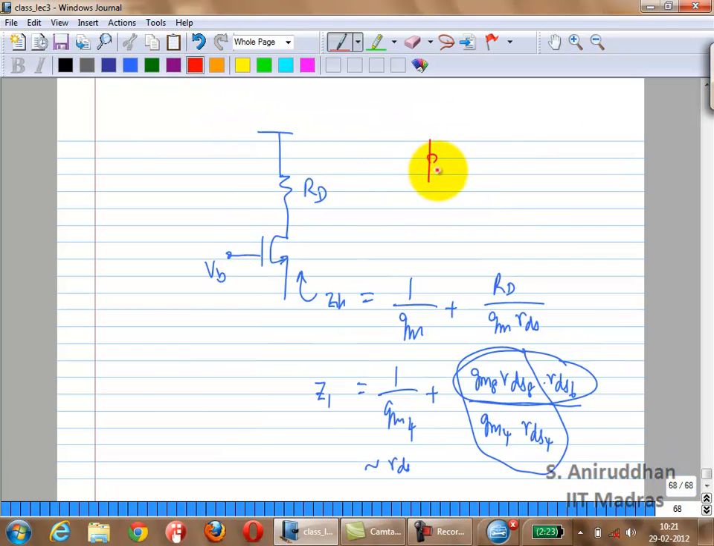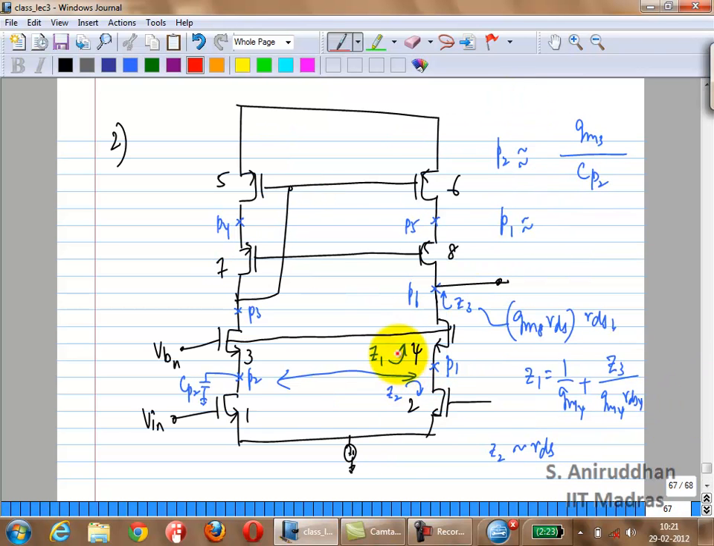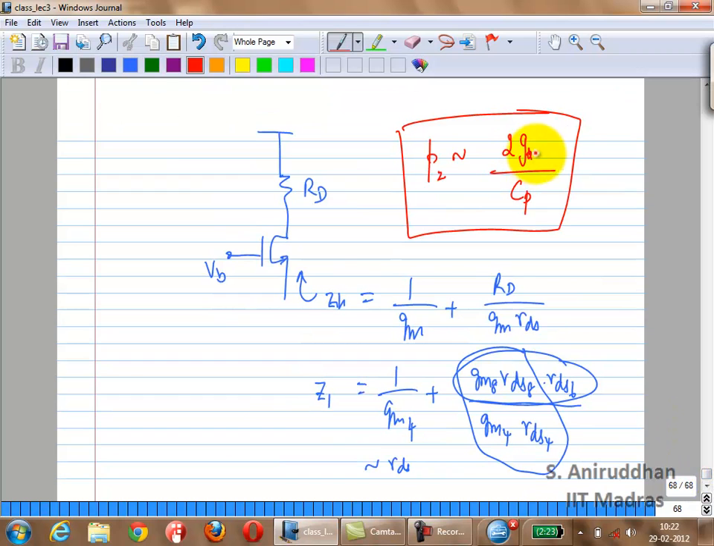So it's going to look something like this, because you have Z1 parallel Z2. Z2 is of the order of RDS. Z1 is also of the order of RDS. Therefore, the total impedance there is RDS over 2. The total conductance is of the order of 2 GDS. So the pole there is going to look like 2 GDS over CP, whatever passive capacitance is there at that node. Correct? Is that clear to everyone?